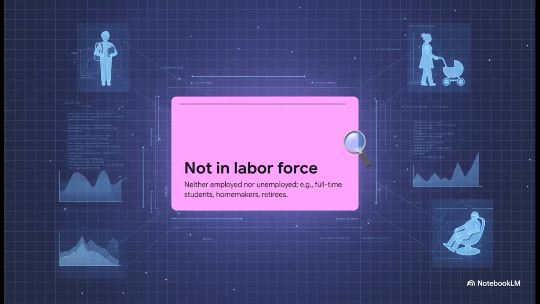Finally, anyone left over is classified as not in the labor force. So we're talking about full-time students, homemakers, and retirees. If you aren't working and you aren't actively looking, the BLS sets you aside into this third bucket.